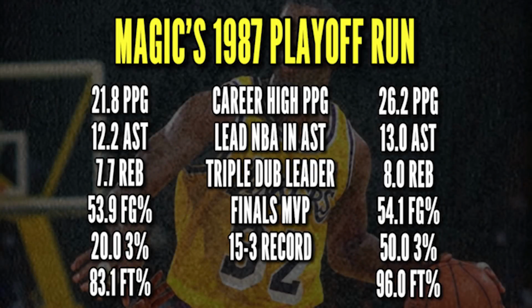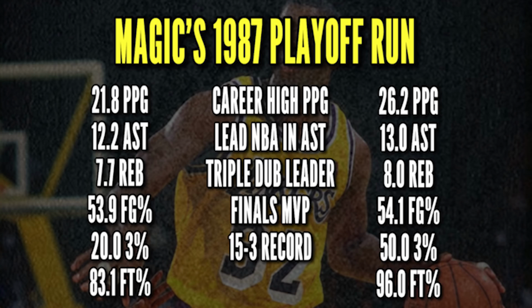And if you go through Magic's career, specifically his later career when Kareem was older, the Lakers asked him to score more, and I think in the '87 finals, that was on full display, as on your right you can see Magic averaged 26, 13, 8 on ridiculous 54, 50, and 96 splits. So during the '87 playoff run, Magic was asked to score more, he was still the best passer on the team, and he was still a great rebounder. And that Lakers team led by Magic had a 15-3 record, and they won the championship.